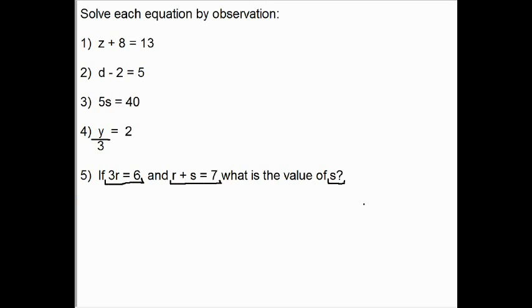If you're able to answer those 5 questions, congratulations, you now have a firm understanding of solving simple algebraic equations by observation.